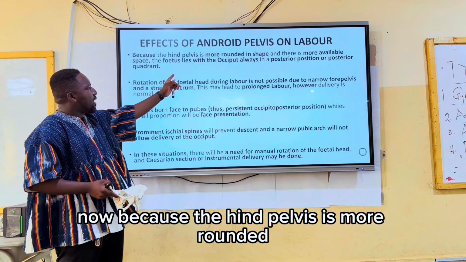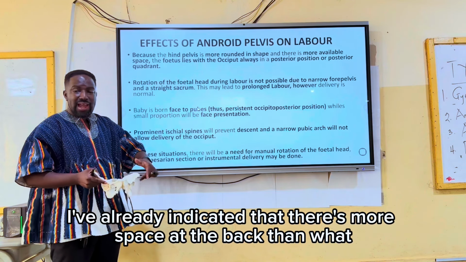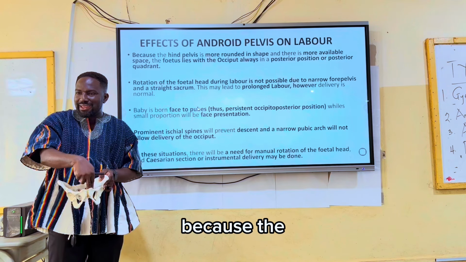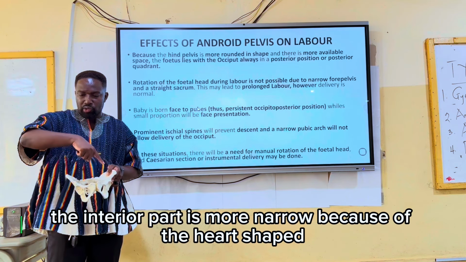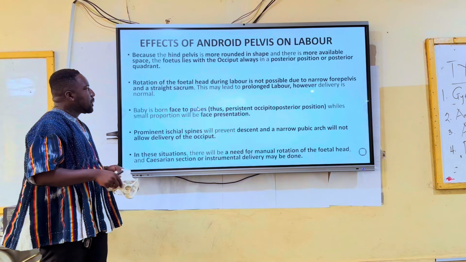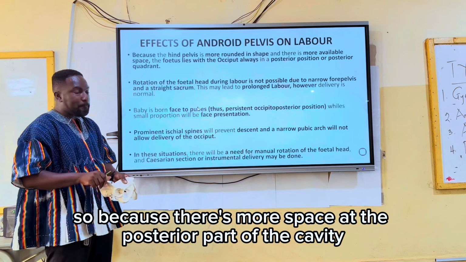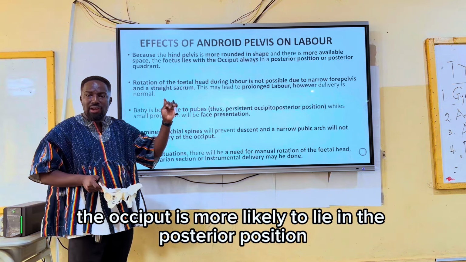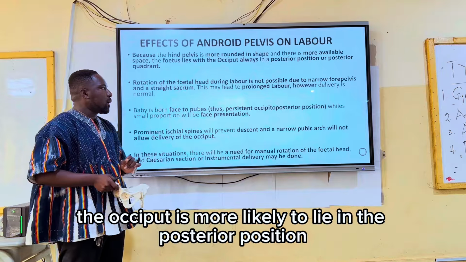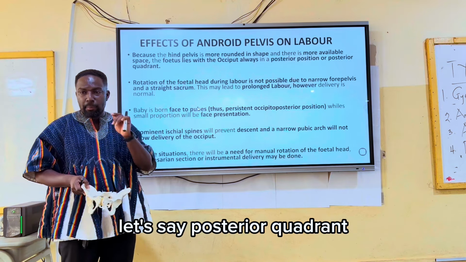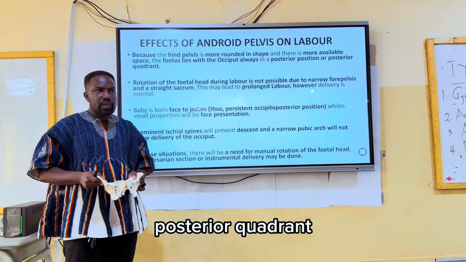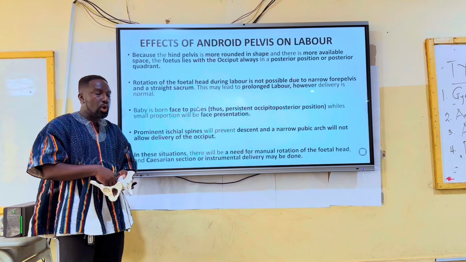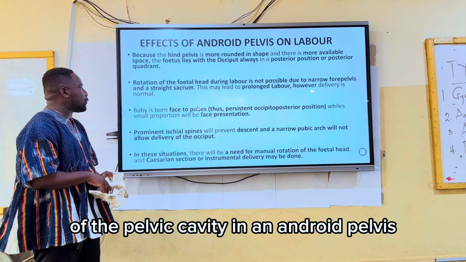Now, what is the effect of android pelvis on labor? Now, because the hind pelvis is more rounded, and I've already indicated that there's more space at the back than what? The front. Why? Because the anterior part is more narrow because of the heart-shaped what? Brim. So because there's more space at the posterior part of the cavity, the occiput is more likely to lie in the posterior position or the posterior quadrant. The occiput of the fetal head lies more in the posterior quadrant of the pelvic cavity in an android pelvis.